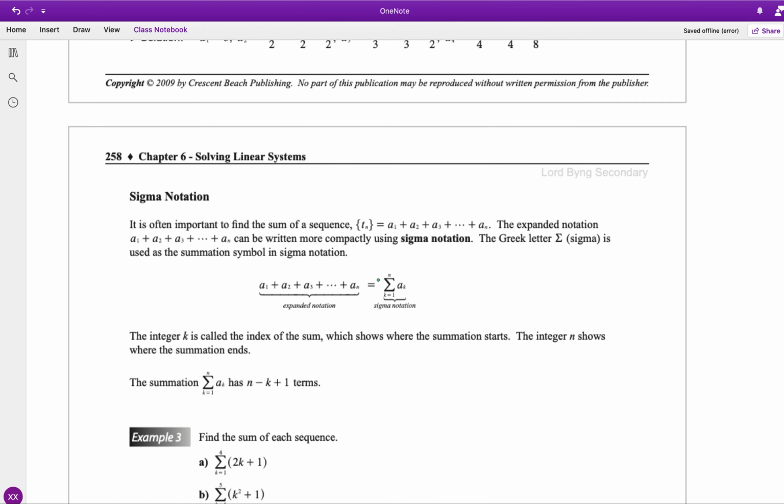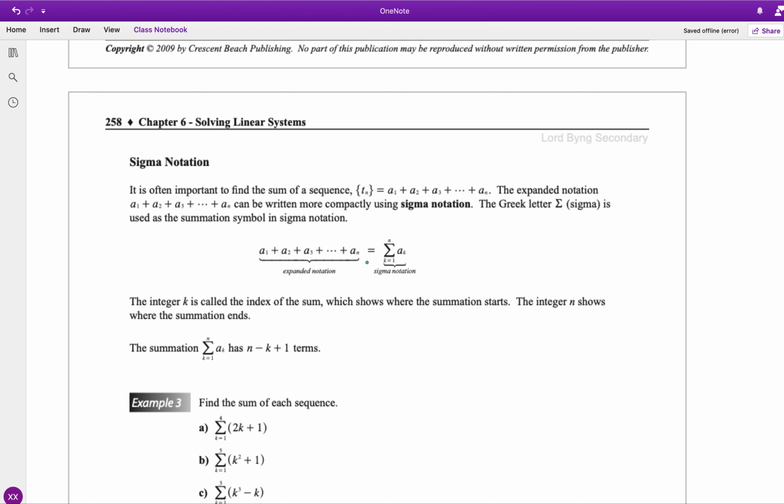All right, as for the sigma notation, I have no idea why the sigma notation has to be in this section. So we leave the sigma notation to the next section.